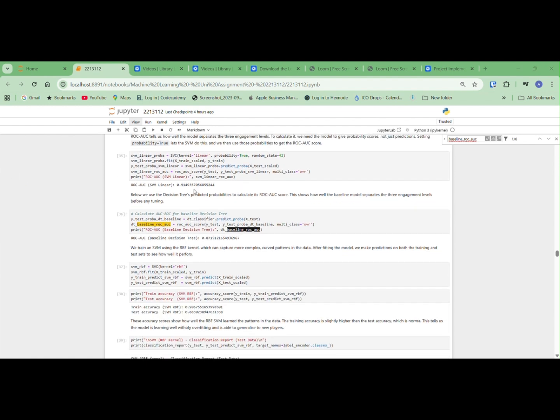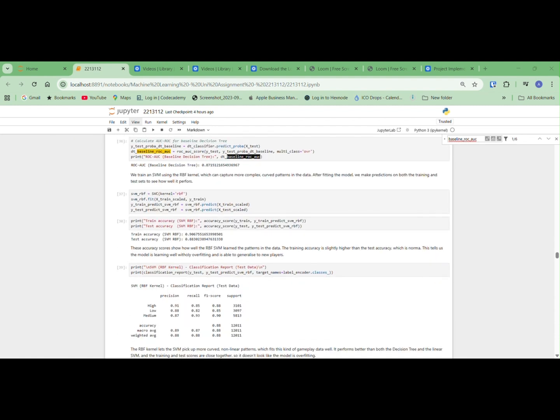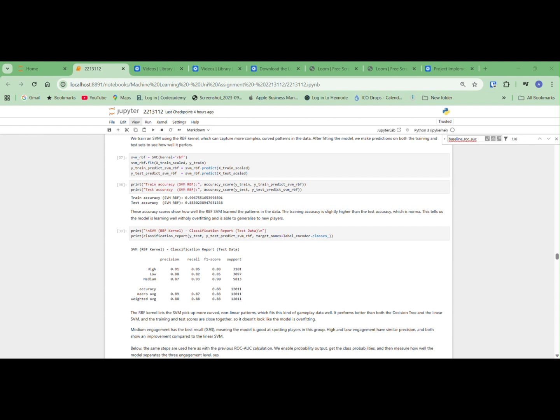Then we move on to the more flexible SVM model, the RBF kernel. This allows for a curved boundary, so essentially adds another dimension to the model. This allows it to capture more complex relationships in the behavioral data. After running this, I print out the classification report. You can see a general improvement compared to the linear model.